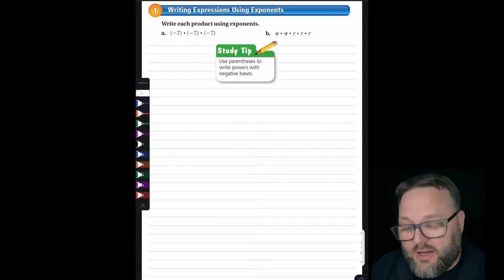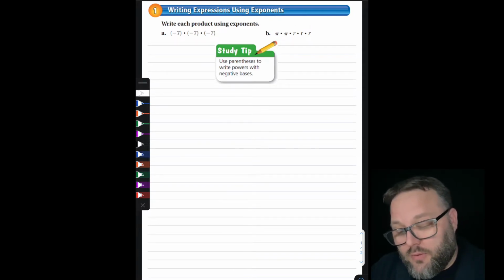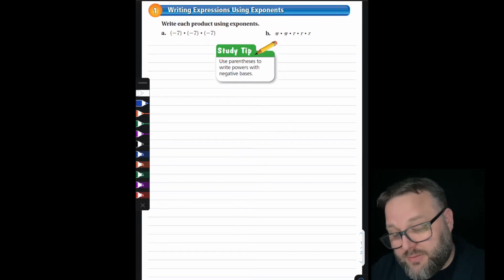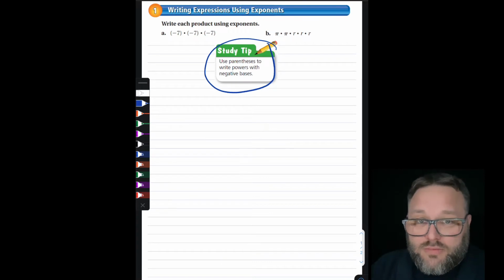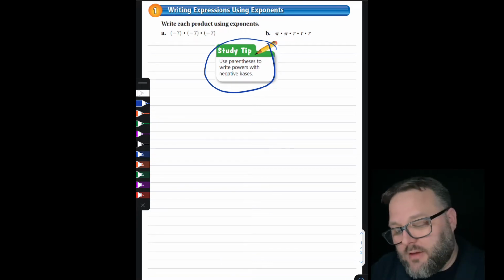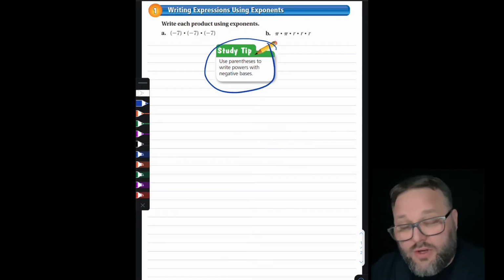We're going to be talking about exponents, and there's one main focus here that I really want to bring to attention. I'll spend more time on it than anything else. Parentheses are very important when it comes to exponents. So on problem A, we do have parentheses.